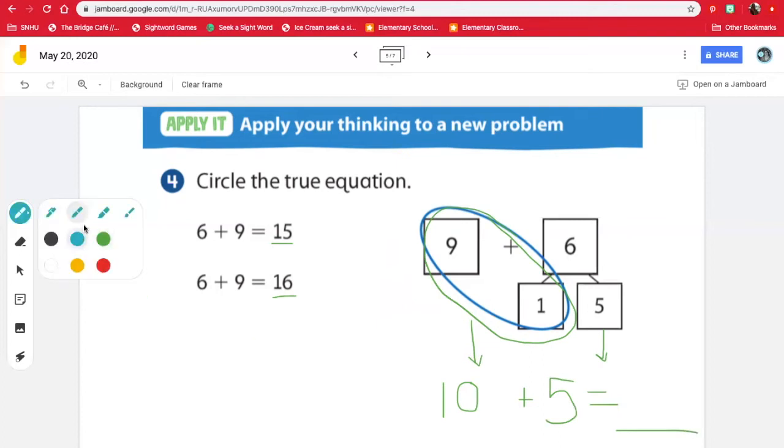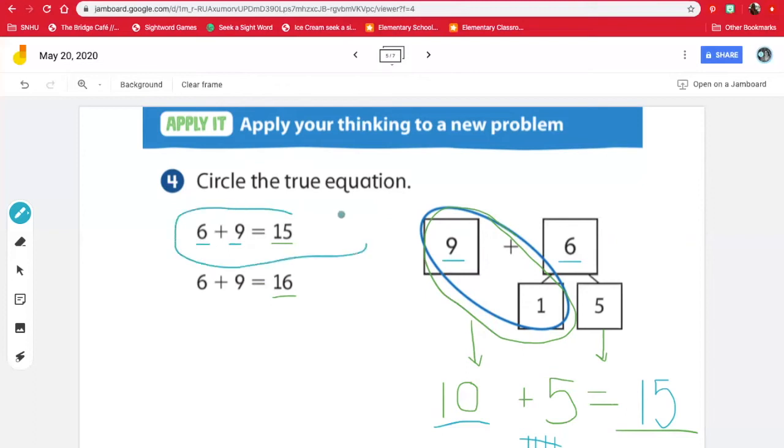Well, I could draw a picture. So I have 10, and let's count on. 11, 12, 13, 14, 15. So 10 plus 5 equals 15. So that means 6 plus 9, here we have 6 plus 9 equals 15. So here's the true equation.